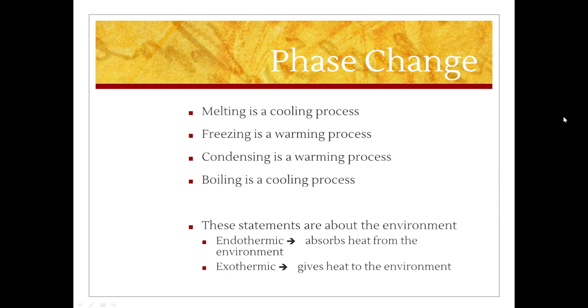So, these statements are from the perspective of the environment, not from the object that is undergoing the phase change. And we use the terms endothermic and exothermic to describe whether or not they are giving off energy or absorbing it. Endothermic processes include melting and boiling. They absorb heat. Exothermic processes include freezing and condensing. They give off heat as those processes go on.